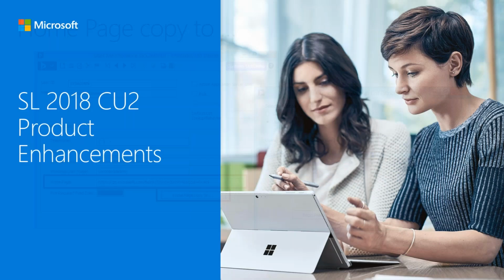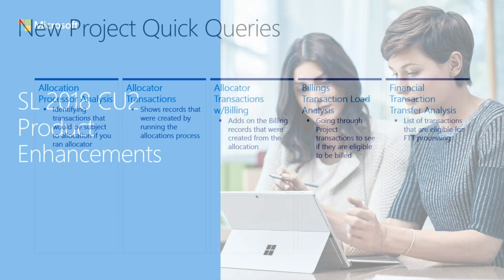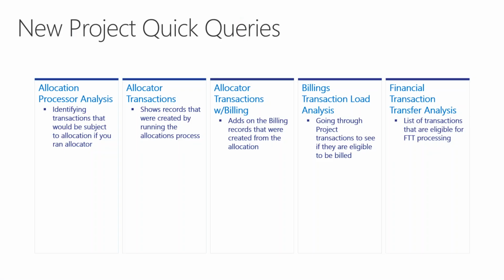All right, so we have actually gone through SL 2018 and CU2, and we're cruising right along. So we'll continue right along into CU2. What were some of the things that came in CU2? Well, the first one was a great collaboration with a group of consultants. We talked to consultants and said, obviously Quick Query is a very popular and very powerful tool. And we asked some consultants, what are some of the queries that you end up having to deploy at your customer sites?